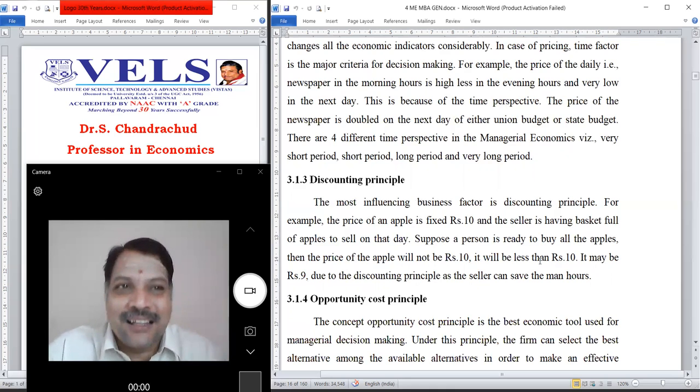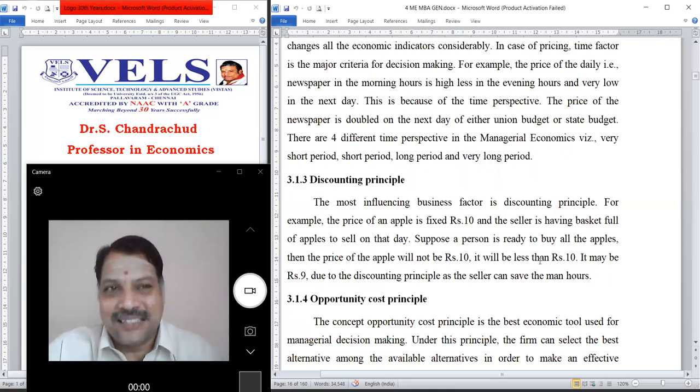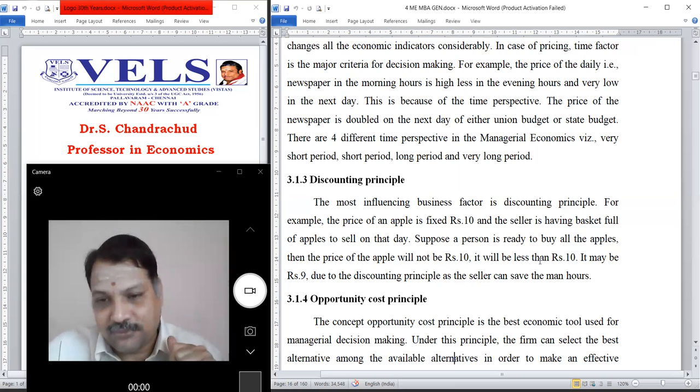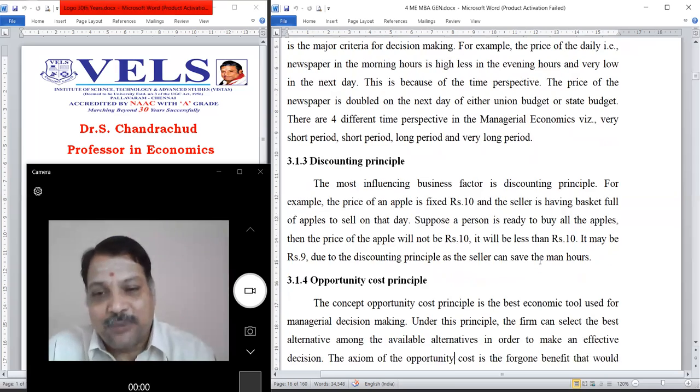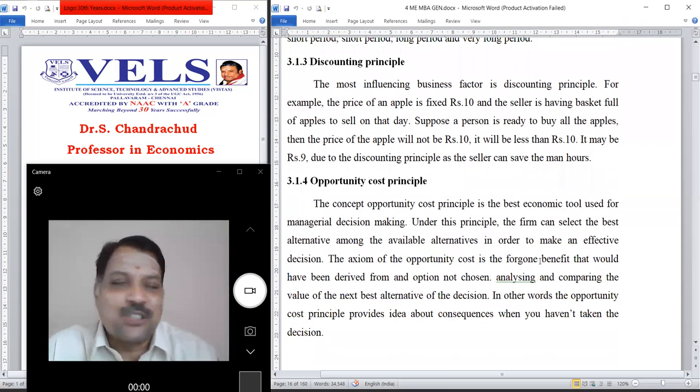He can buy another basket of apples and sell them. So that particular man hours value will be reduced in the price. When you make a transaction in a bulk manner, the price per unit will be reduced. This is called the discounting principle. The fourth fundamental concept is the opportunity cost principle.